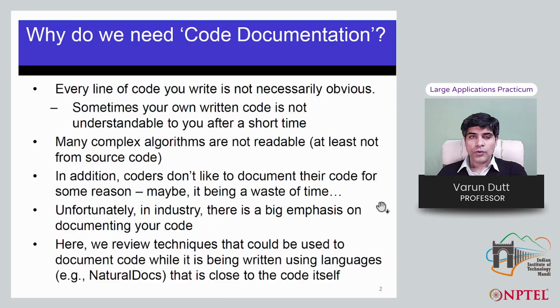So let's get started. First question is, why do we need code documentation? Every line of code you write is not necessarily obvious. Sometimes when you write your own code, you do not understand it after a short period of time, and many complex algorithms are not very readable, at least from the source code. In addition, coders don't like to document the code for some reason. Maybe it is seen as a waste of time, because when you're coding, you want to focus more on the logic than writing documentation about it.